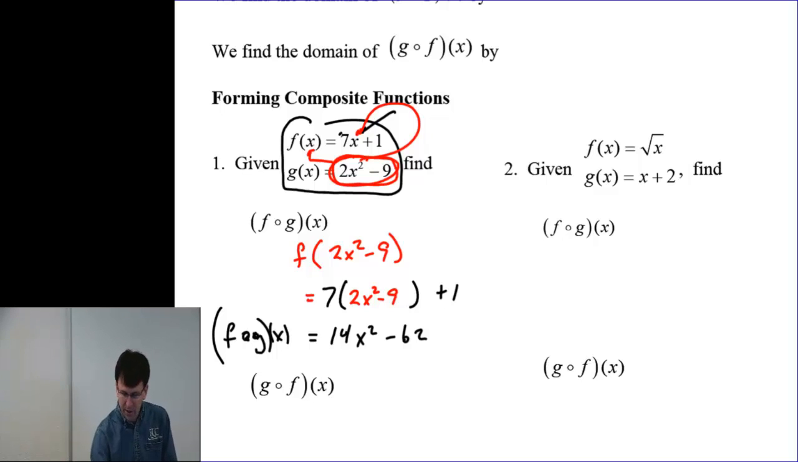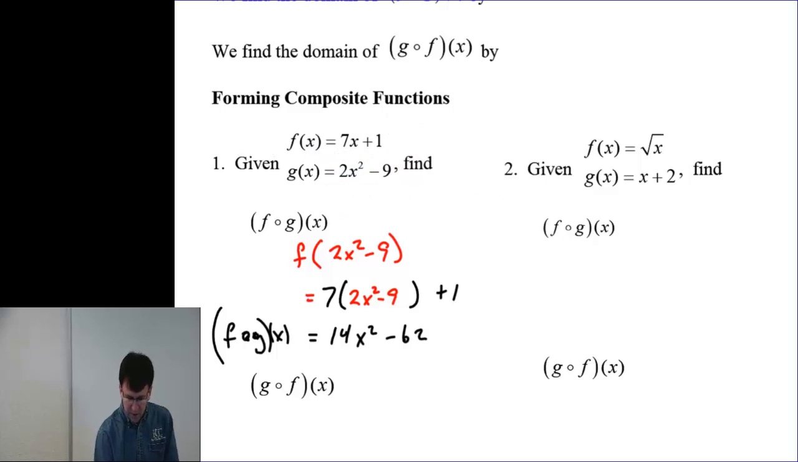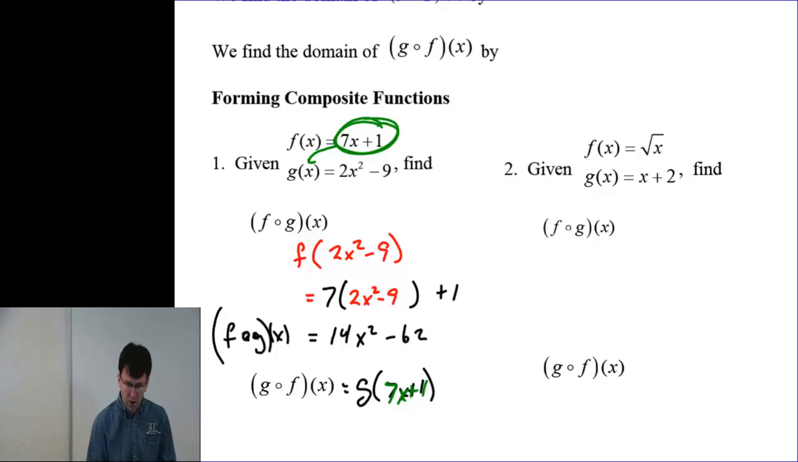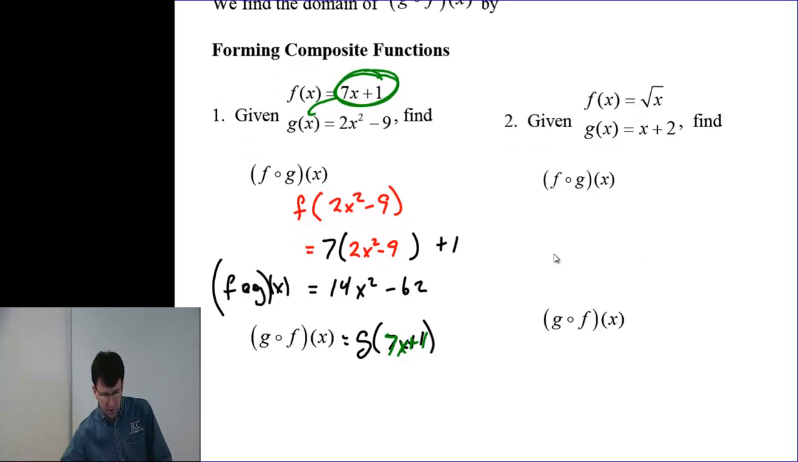Now, we talked about it as being, well, if you can take F and run G through it, could you take G and run F through it? So basically what we're going to say there is we're going to take the function F and plug it into the function G. So this is defined as being G of 7x plus 1, because 7x plus 1 is the F function, and we're going to run it through the G function.